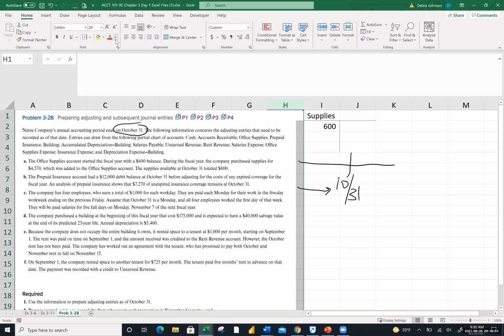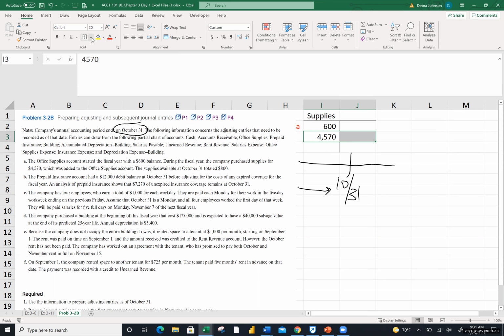And I'm going to right align that so that you guys see it. All right. We start off with 600. They bought supplies for $45.70, so I'll add that to it. And be careful, he'll go back and forth. It says the supplies available at October 31st totaled 800.